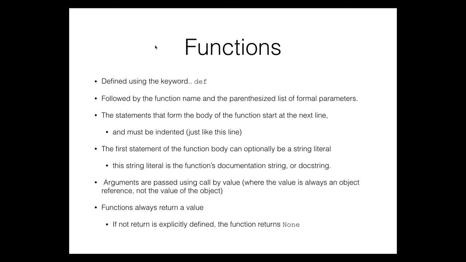All the arguments are passed by value, but in terms of objects, it's the value of the reference that is passed. So it's almost like pass by reference. Functions always return a value. Even if you don't have a return statement, the function will return None.